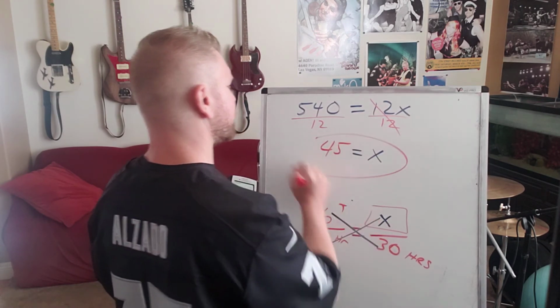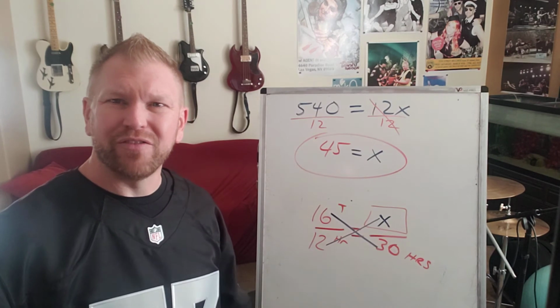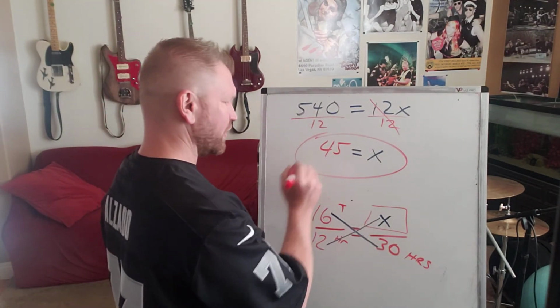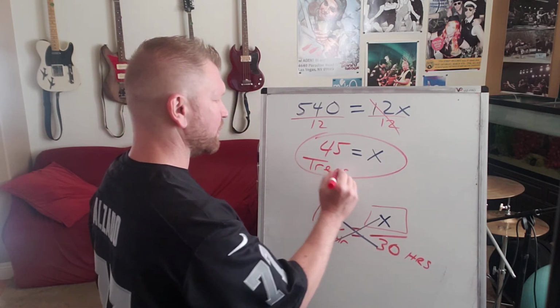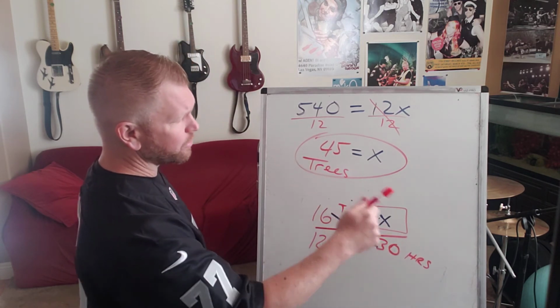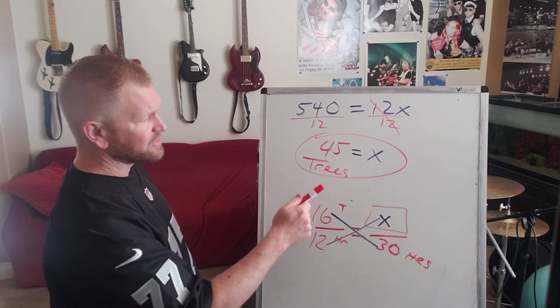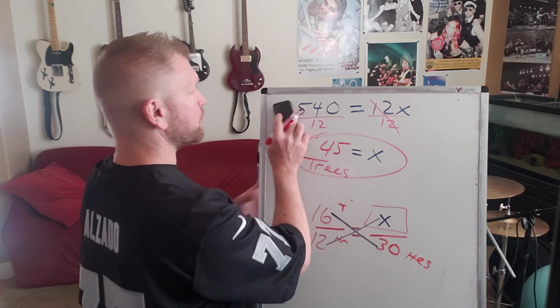Now thinking back to the word problem, let's label that. So if you go back and read the word problem, what are we solving? 45 what? And I believe it was 40, well, actually look down here. Yeah, for sure it was 45 trees. It was 45 trees that he could plant in 30 hours of work. And that's equivalent to planting 16 trees in 12 hours of work. Let's do one more word problem.